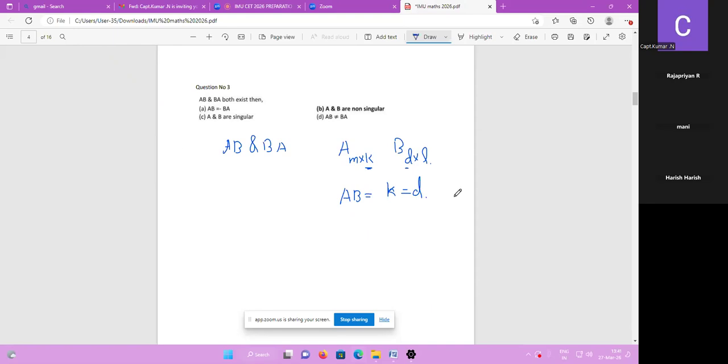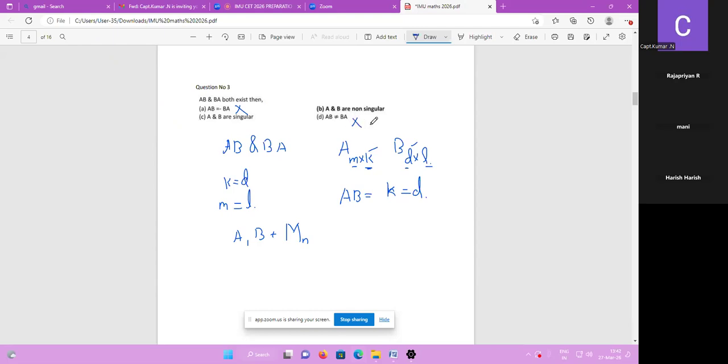Now here, AB and BA should both exist. That means this K and T should be equal, and this M and L should be equal, right? That means my K should be equal to T, my M should be equal to L. This is nothing but A and B are the same kind of matrix. Say, for general terms, n cross n matrix. So both are n cross n matrices. Now this option may not be true.